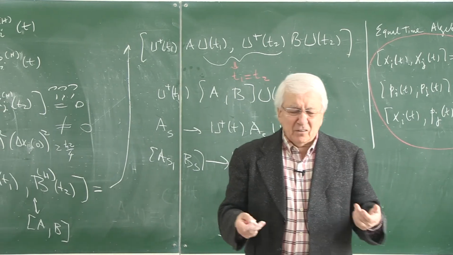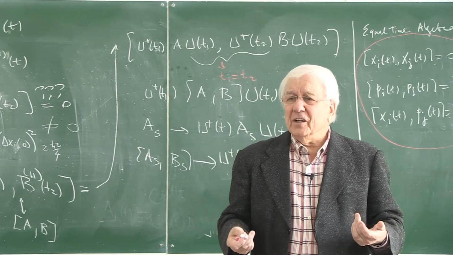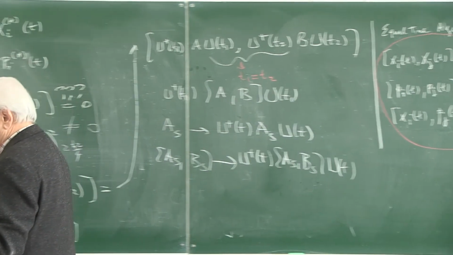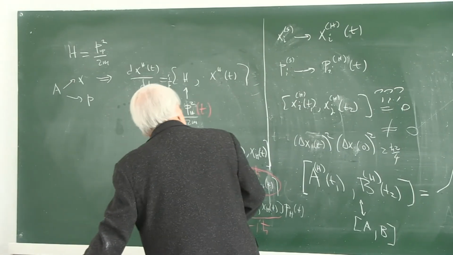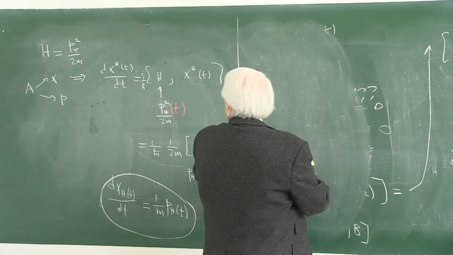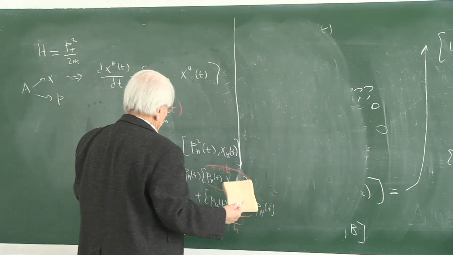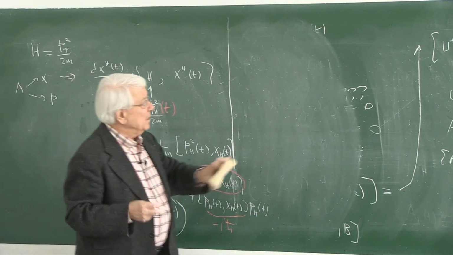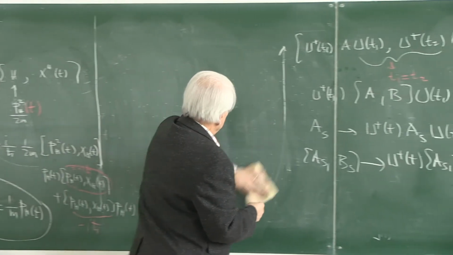So it's not a redundant or useless derivation. It is a very important verification of the correspondence principle. Then we continue with the other. We have tried the x, gave us this. So we'll try the p. Let's see what it gives.